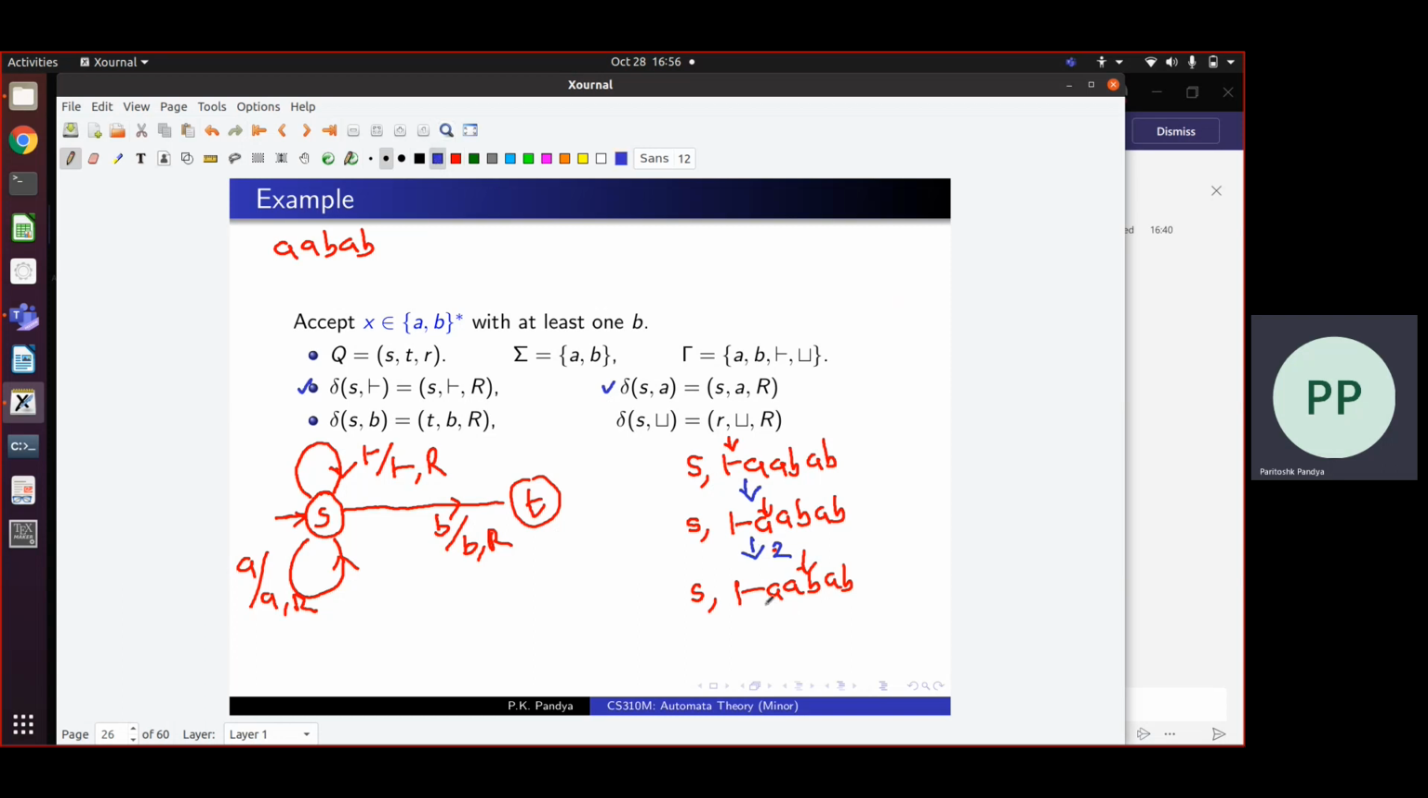So next, I have a transition like this in my Turing machine. In one step, what will happen? I will go to the configuration where I will be in state T. My tape will be AA, B, AB, and my head will be here. And this is what I call an accepting configuration, because I am in the accepting state T.